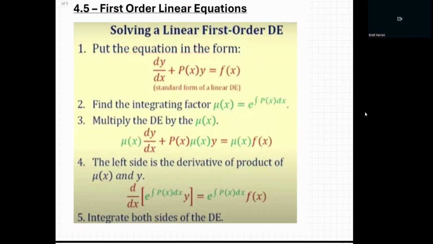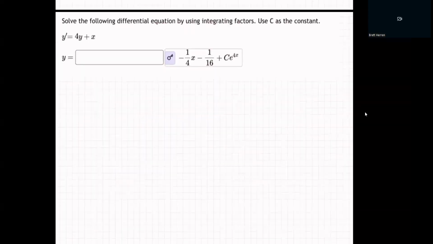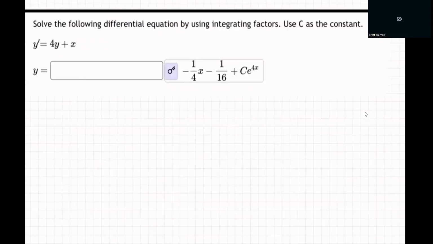First step, put the equation in the form dy dx or y prime, same thing, plus something times y, and then the other stuff on the other side. So I gotta get the dy dx and the y on the same side. So let's do that first off. That means I'm going to grab this term and bounce it over to the other side. So I've got y prime minus 4y equals x. Okay, so there's step one.